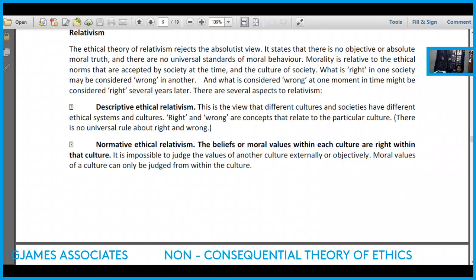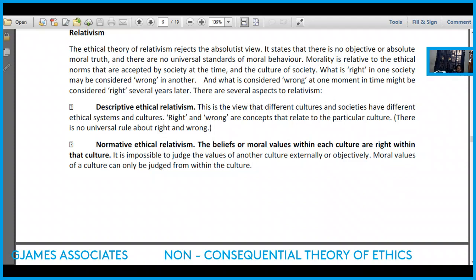Don't forget descriptive ethics. So now we're talking about descriptive ethical relativism. It's basically the aspect of relativism study that just describes what is met on the ground. It's like a reportage ethical study. It doesn't have its mind made up on what is right or wrong, or judgmental.